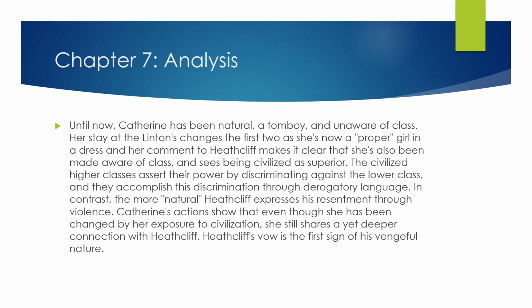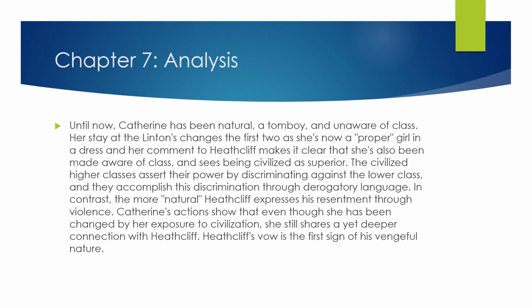Until now, Catherine has been natural, a tomboy, and unaware of class. Her stay at the Lintons changes the first two, as she's now a proper girl in a dress, and her comment to Heathcliff makes it clear that she's also being made aware of class and sees being civilized as superior. The civilized higher classes assert their power by discriminating against the lower class, and they accomplish this discrimination through derogatory language. In contrast, the more natural Heathcliff expresses his resentment through violence.